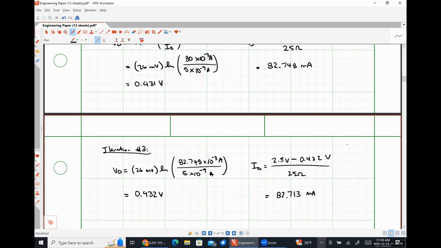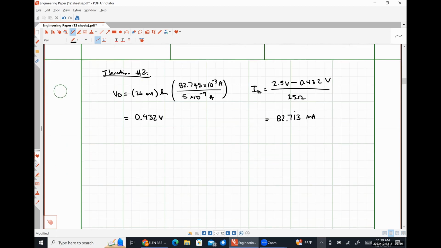So one of the things that I was trying to show you guys with that iterative process is that sometimes analyzing these circuits using the Shockley or exponential diode model can be a pain. So we might want to use a different model that's less of a pain. Okay. So now let's talk about the ideal diode model.